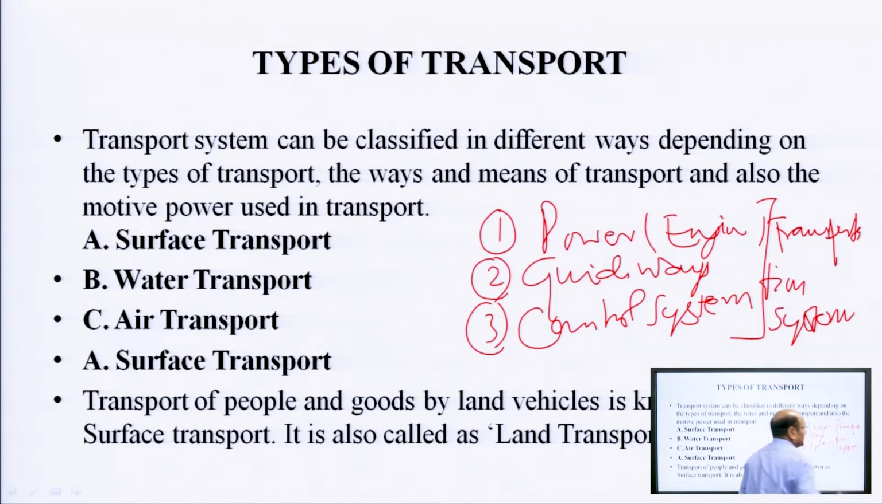So, when we talk about the transportation system, that means that includes power, means engine, guideway on which the vehicle will move, and third control system that will control the movement of the vehicle on the guideway. So, in this way there are different types of transport. First is a surface transport, second is water transport, then air transport.